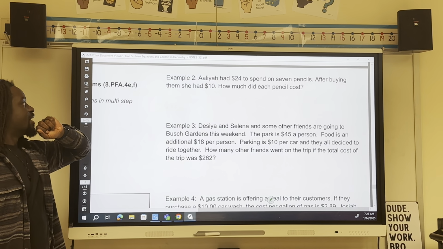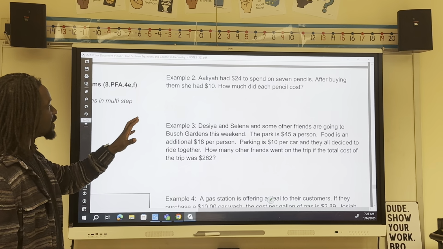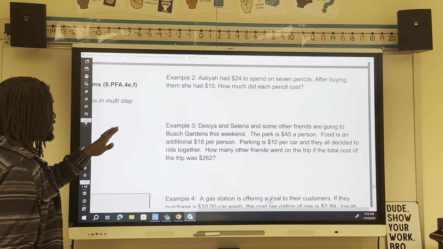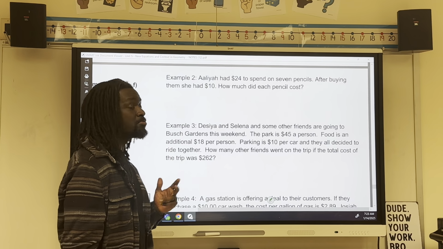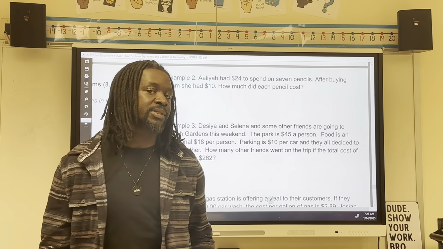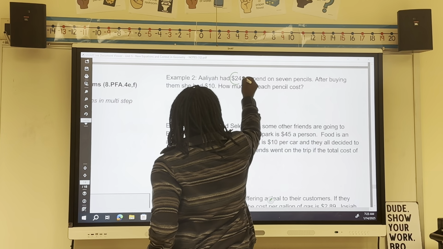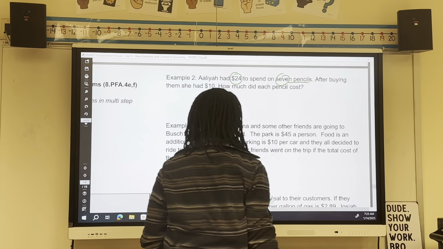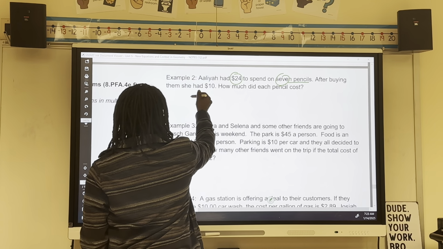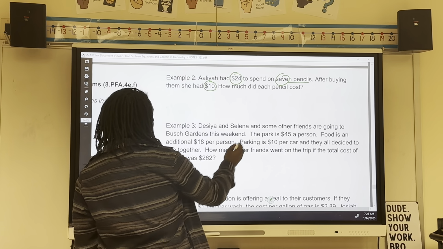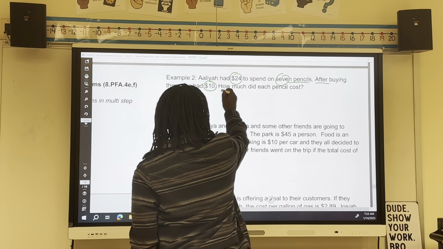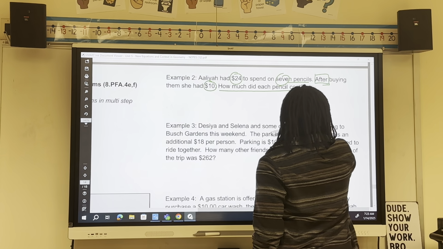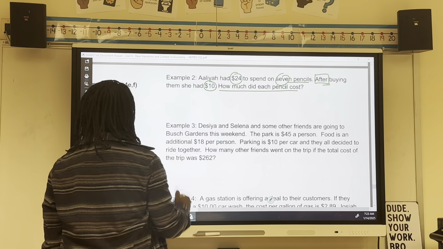All right. Aaliyah had $24 to spend on 7 pencils. After buying them, she had $10. How much did each pencil cost? Okay, so Aaliyah had $24 to spend on 7 pencils. After buying them, she had $10. So I probably should box that. After buying, she had $10.